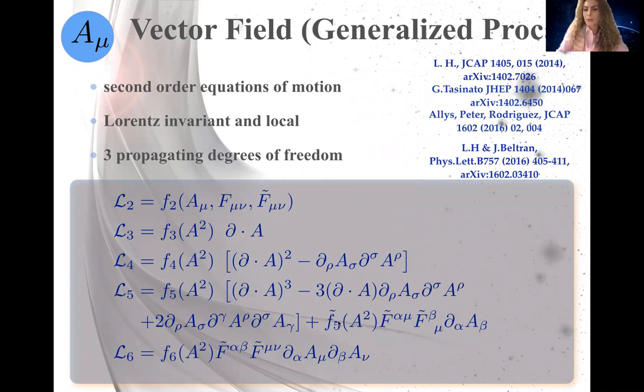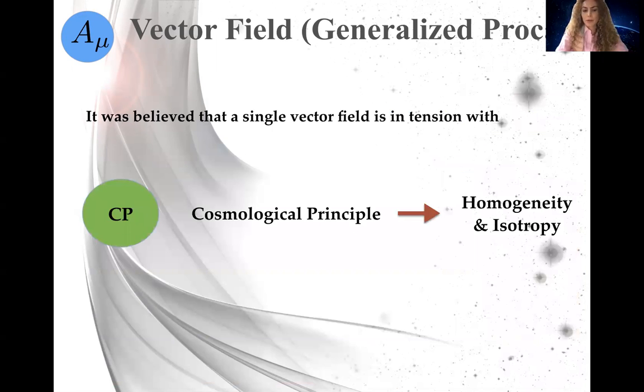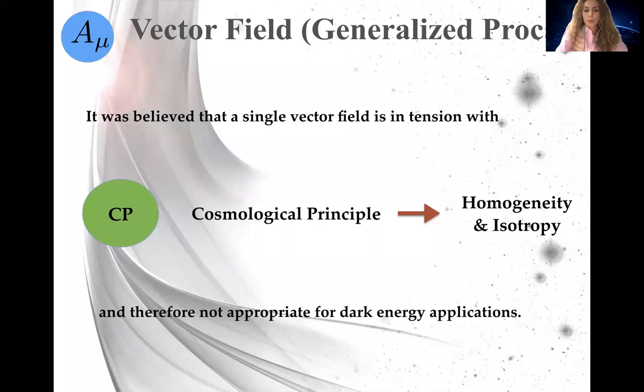But in this way, you can also build your effective field theories for a vector field. It was believed that a single vector field is in tension with one of our fundamental pillars, namely the cosmological principle, that you cannot have homogeneous and isotropic solutions with one single vector field. And therefore that it wouldn't be useful, for instance, for dark energy purposes or for some cosmological purposes.